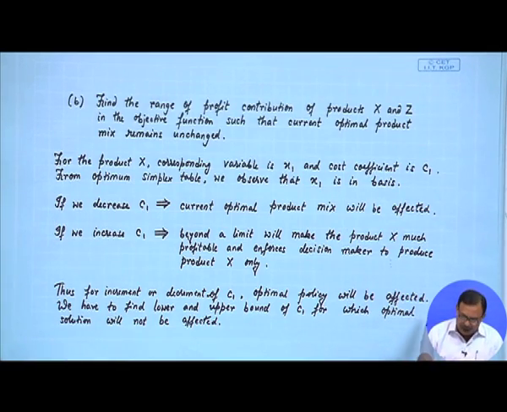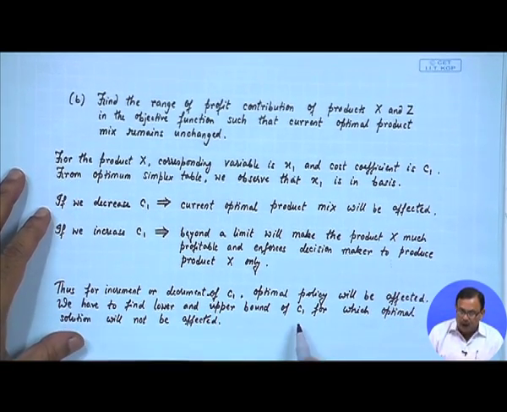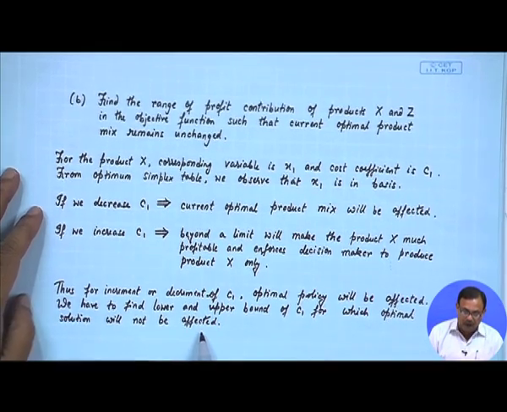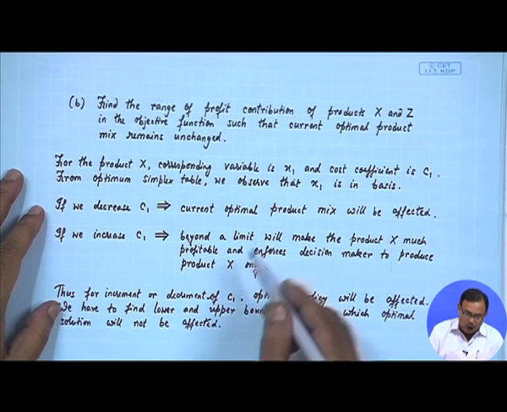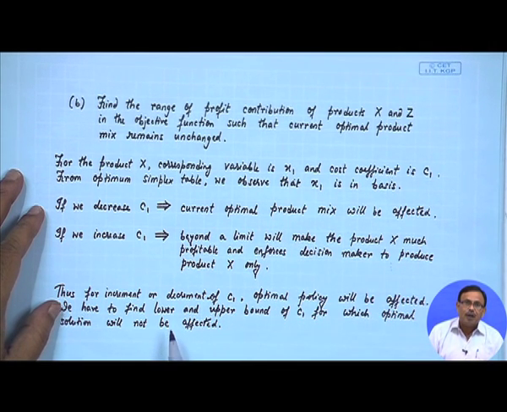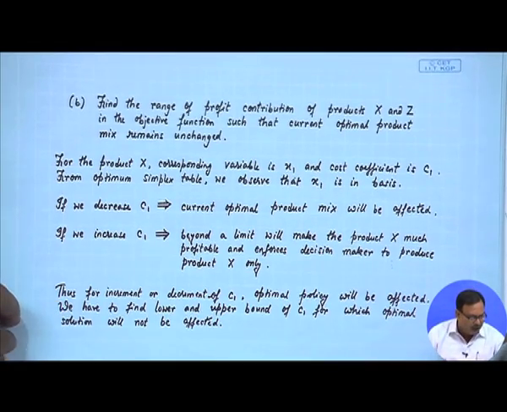Optimal policy will be affected. We have to find the lower and upper bound of C1 for which optimal solution will not be affected. So, by these two, what we are showing, that whether I increase or decrease the value of C1, optimal policy will be affected. So, for what range of C1 optimal policy will not be affected, that we will calculate now.